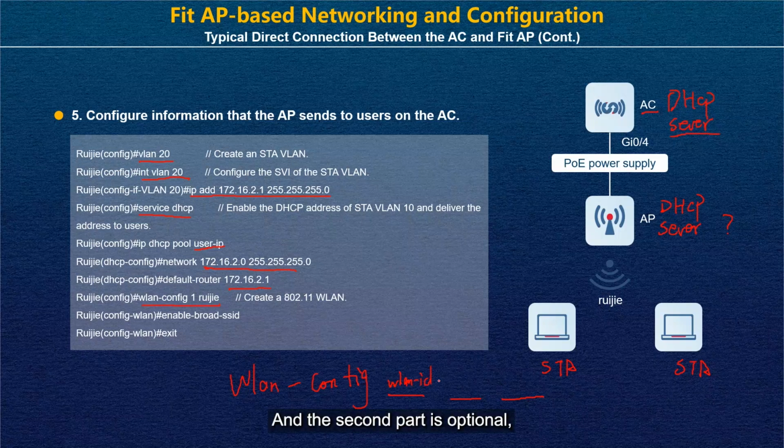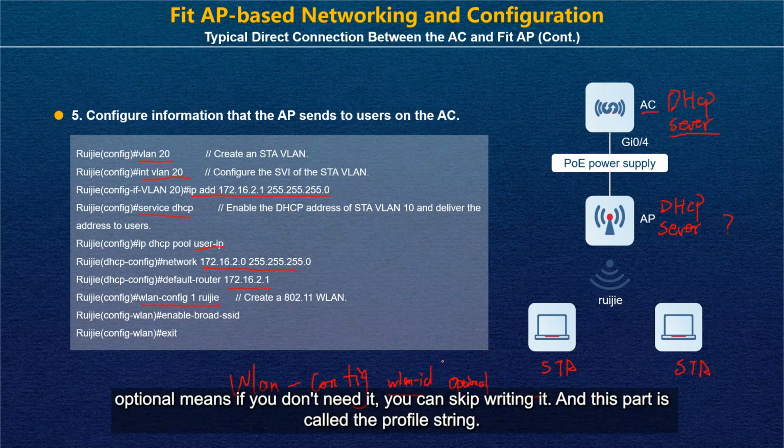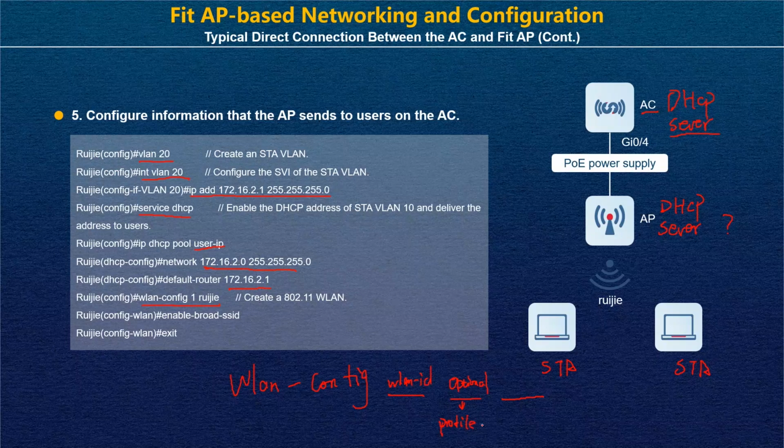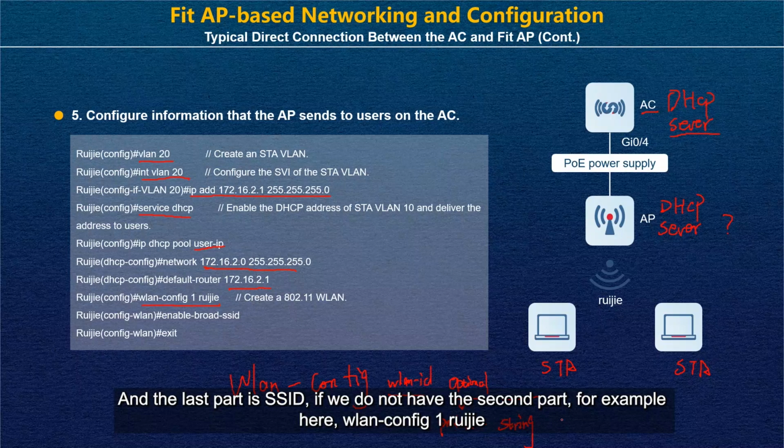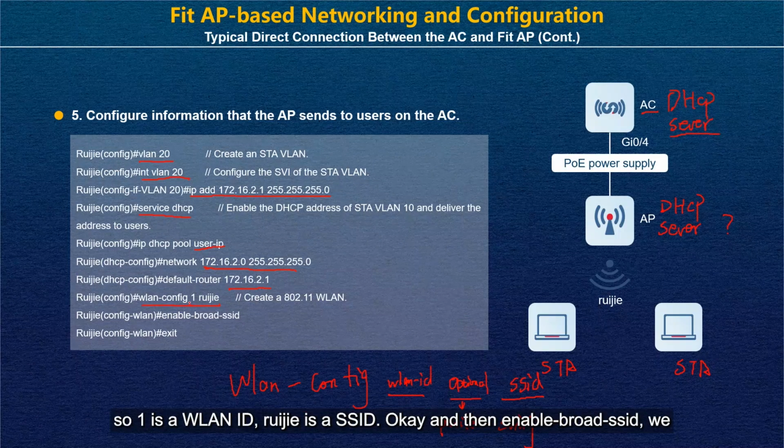And the second part is optional. Optional means if you do not need it, you do not have to use it. This part is called the profile string. And the last part is the SSID. So if we do not have the second part, for example here, WLAN config 1 Ruijie, 1 is the WLAN ID and Ruijie is the SSID.